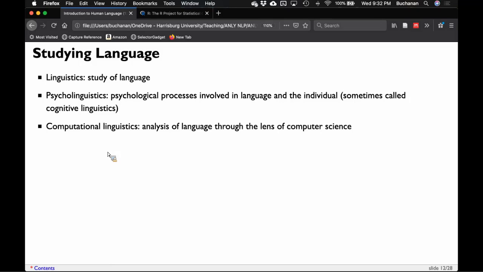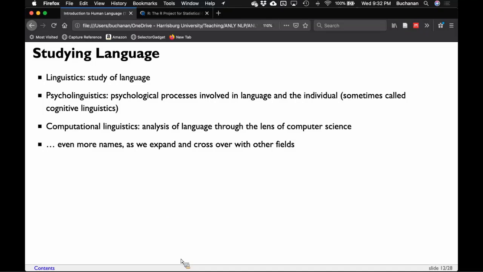And then there's computational linguistics, which is what we're going to do, which is the analysis of language through computer science. The computation part basically means that there's coding involved. Neither of these others necessarily require coding.